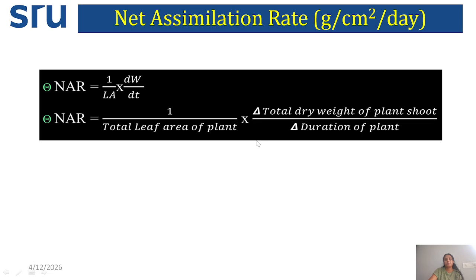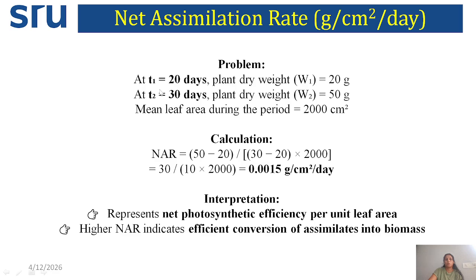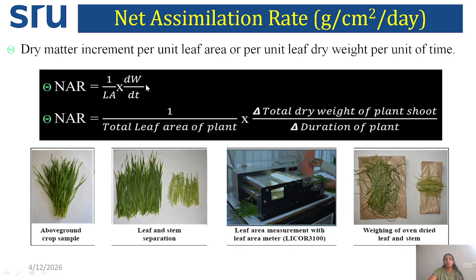And next, coming to net assimilation rate. This is net assimilation rate over a duration of time. For example, you have values for a 30-day plant and the dry weight and leaf area of a 60-day plant. To measure how much the plant has grown between 30 and 60 days, you can use the net assimilation rate. It is 1 by leaf area into dW by dt.